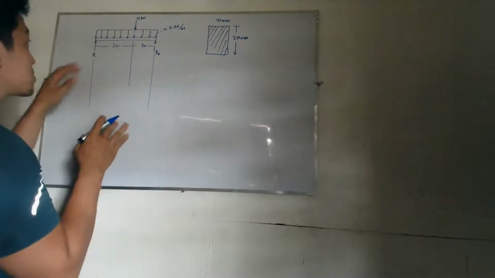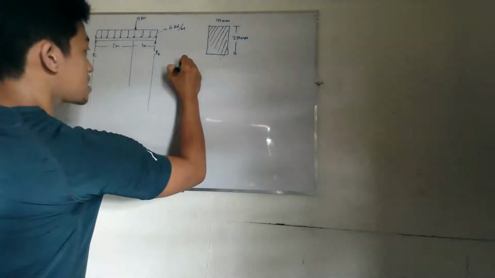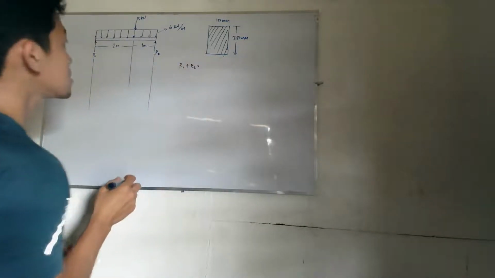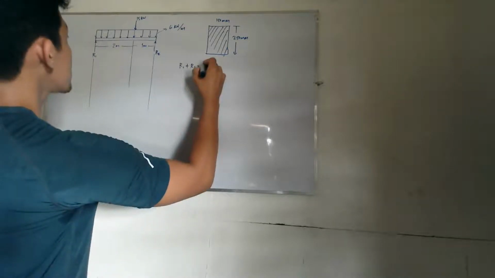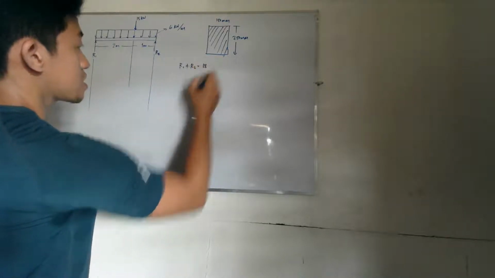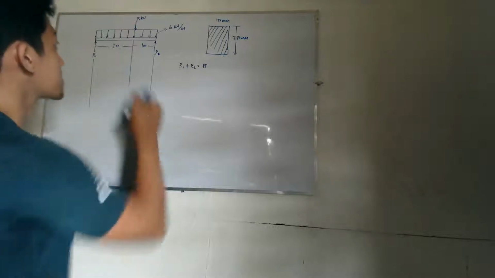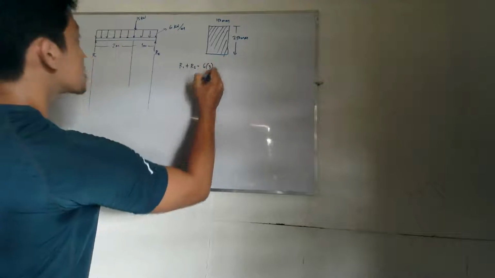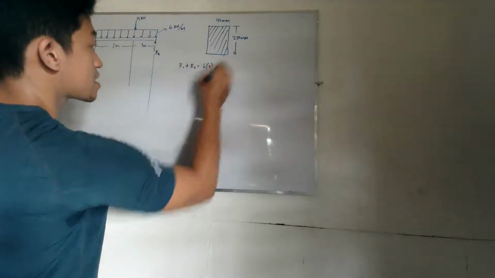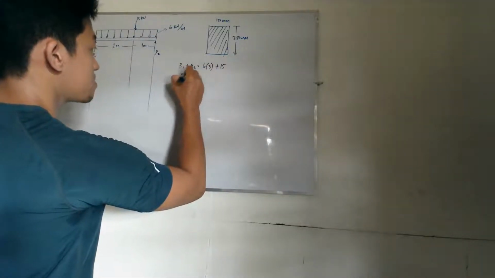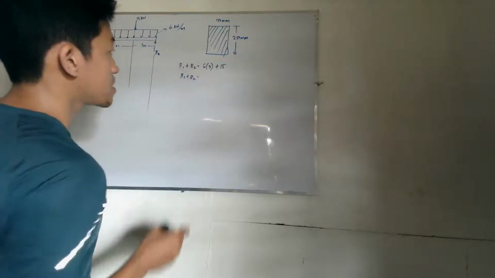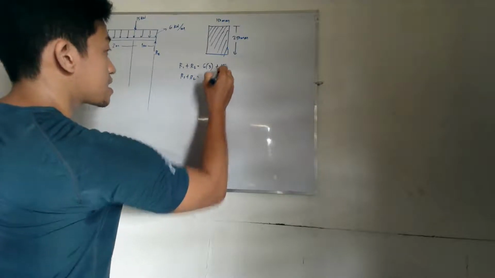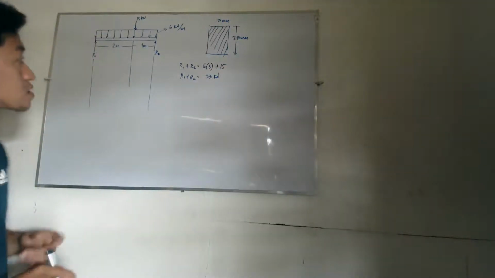So the first thing that we'll do is to solve the reaction. Okay, R1 plus R2 is equal to 18, 6 times 3, plus 15. Okay, so R1 plus R2 equals 33 kilonewton.